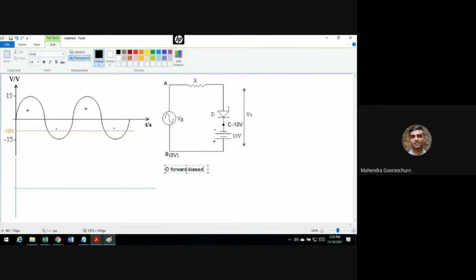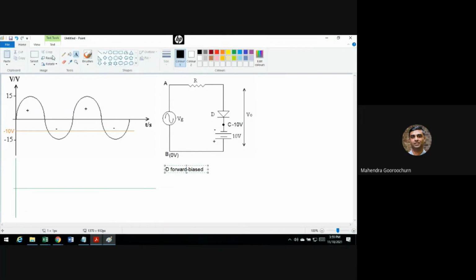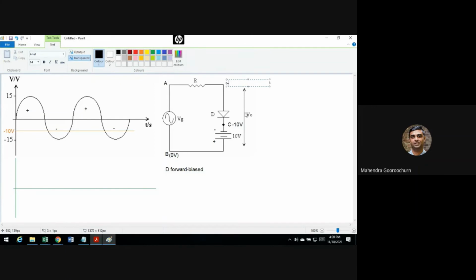So this diode is forward biased only when VG, which is connected on this side, on the positive side, is more than minus 10. Let's take some examples, if you have problems understanding this. If I put a voltage there of minus 10 volts itself, the diode is not conducting because there's no voltage drop across it.